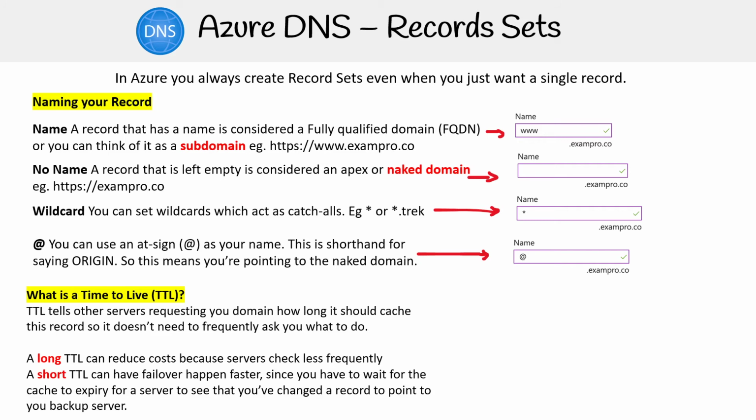Now, you can set a short one, and you might want to do this if your records are changing frequently or you need failover. So if you're using a record for failover, what you want is you want your TTL to be very low, because if it's set to like an hour or a day, that means that it has to wait till the server that has the cache expires so that the failover can occur. So be really careful with that.